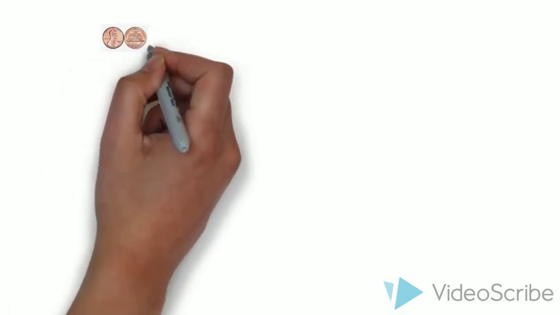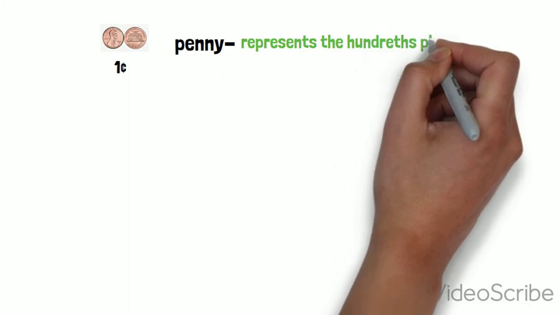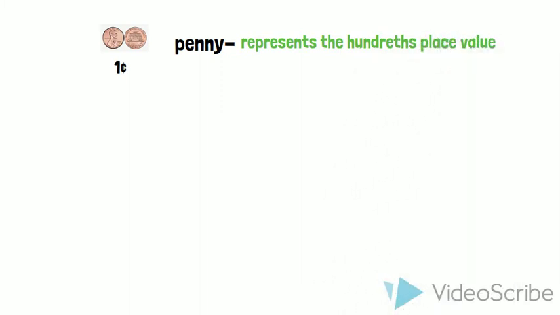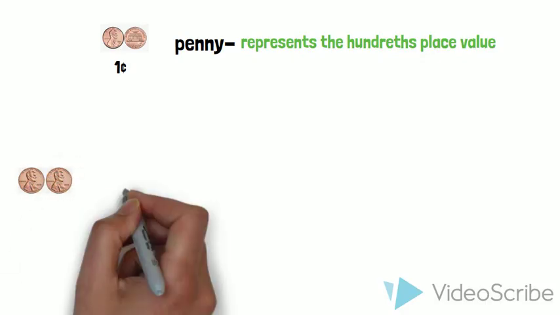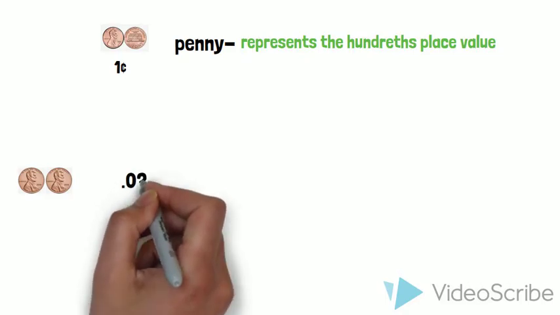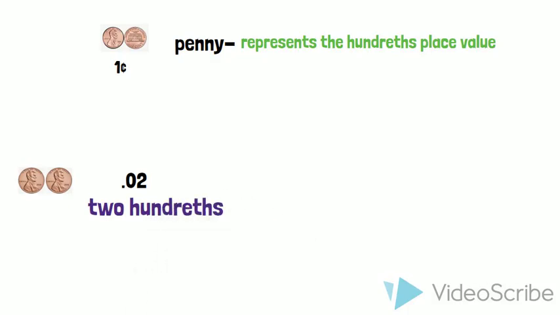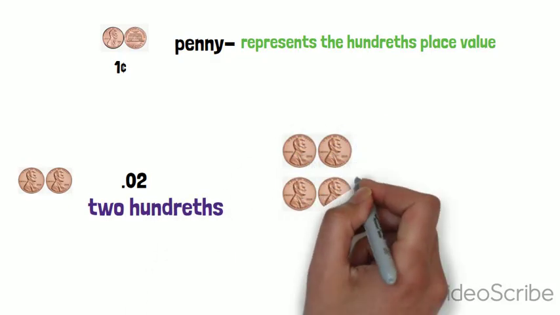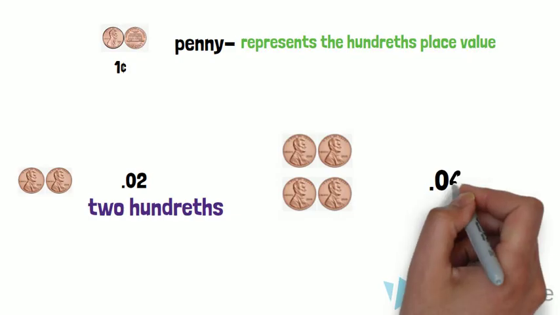We use the penny to represent the hundredths place. The penny has a value of 1 cent. So if I have 1 penny, I have 1/100th. And if I have 2 pennies, I have 2/100ths. If I have 4 pennies, I have 4/100ths.